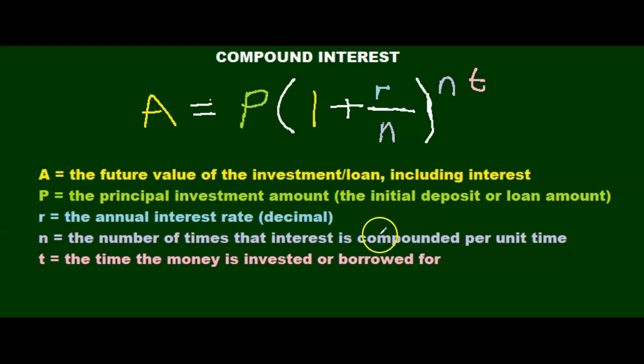N is the number of times the interest is compounded per unit time. So for example, interest can be compounded daily, weekly, bi-weekly, monthly, bi-monthly, quarterly, biannually, annually, and so forth. T is the time that the money is invested or borrowed for. So each variable will change depending on your problem.